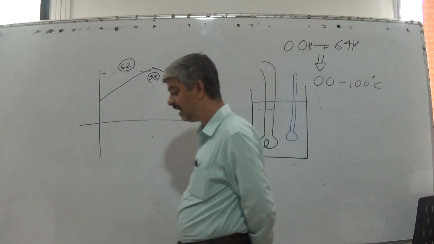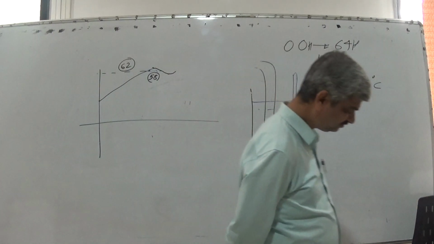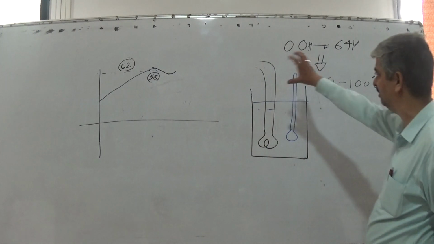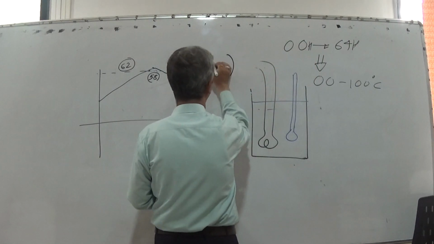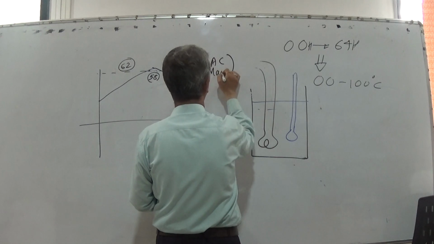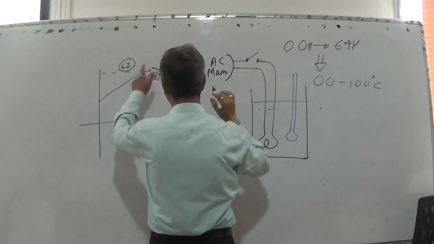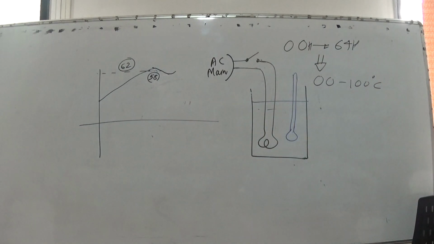So over an average time period of 100 seconds, which is a sufficiently small period for a thermodynamic system, I will say that there is no need for me to actually control voltage. I can simply have AC mains as it is and a switch.